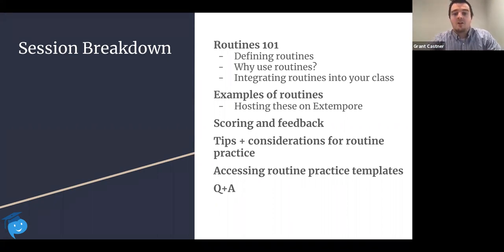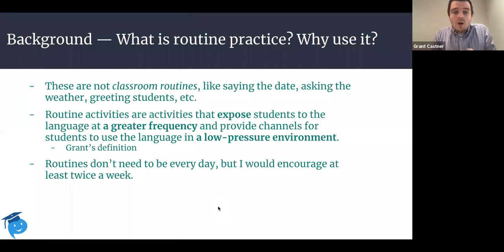We'll talk about that. I'll give you some tips and some considerations for using Extempore for routine practice. And then finally, I'll give you some nice, free, beautiful routine practice templates that you can use. After that, we will segue into a nice little Q&A. Are we ready for another fantastic, stellar Extempore PD extravaganza presentation webinar? I think so.